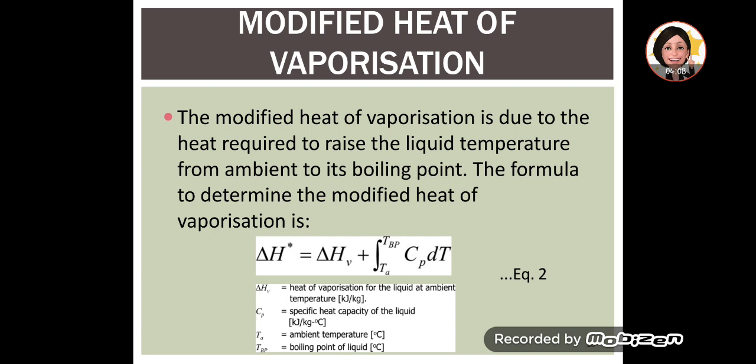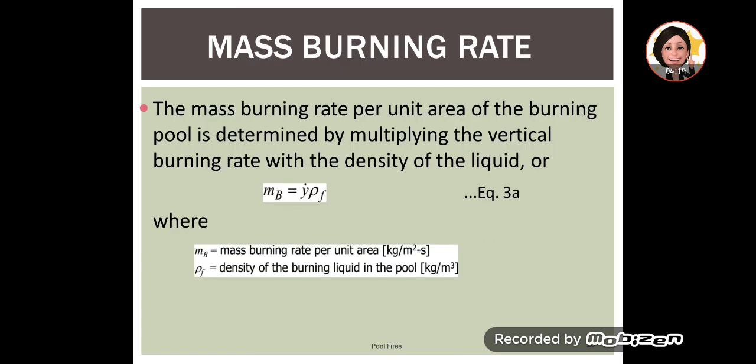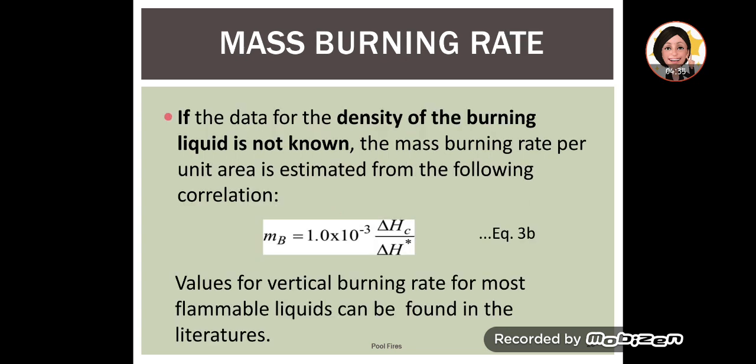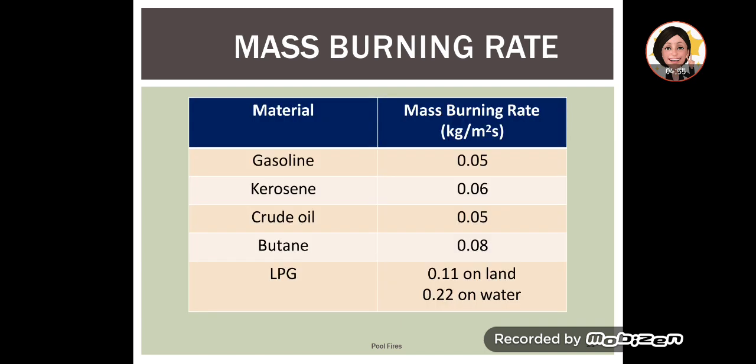And then we have heat of vaporization, so we have a modified heat of vaporization. So how much heat will be emitted by this pool. Then mass burning rate, so how much mass is present and at which rate it is burning. Then if the density data of the burning liquid is not known, we can also use this equation. These are values and constants which can be found in literature such as this. For quite a lot of materials, the burning rate has been defined.